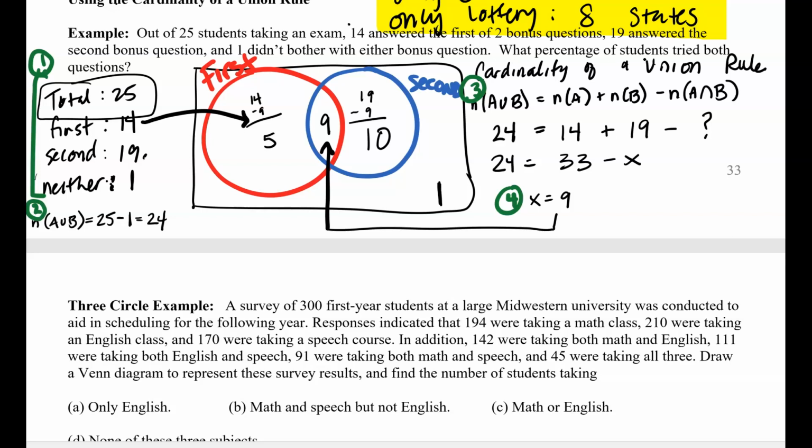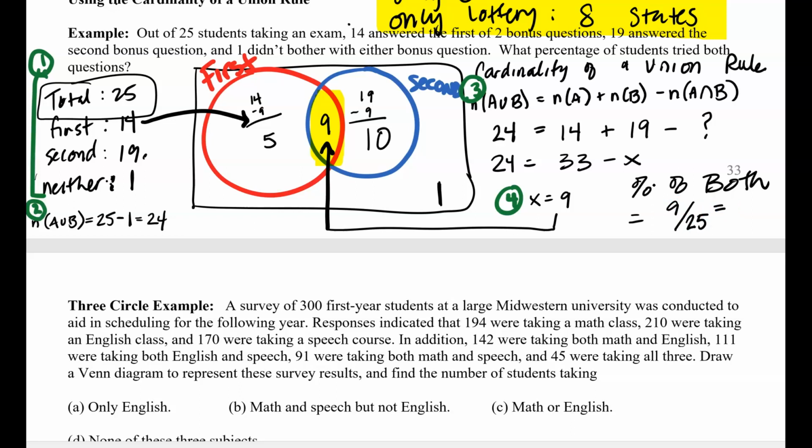So the question asks, what percentage of students tried both questions? Well, ask yourself what part of the diagram is both. The part of the diagram that represents both questions would be over here, which is 9. So to answer the question, I'm going to find the percentage of 9 compared to the total. The percent of students that tried both is going to be 9 students out of 25 students total.